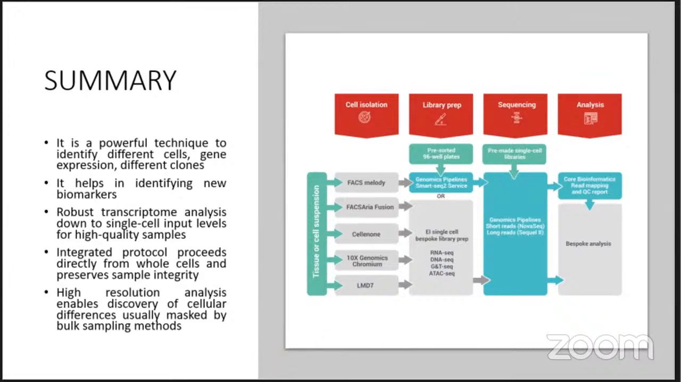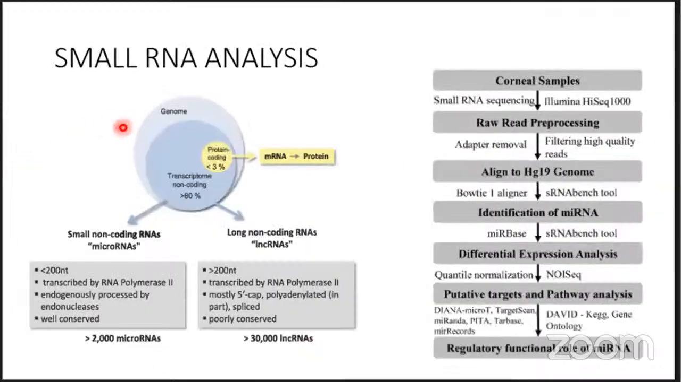So let us move to the small RNA analysis. As we know, cells contain different kinds of genomic information: the genome and the transcriptome. The transcriptome is also of two types: the part that codes directly for proteins, which is the mRNA, and the non-coding part, which is more than 80%. Under non-coding, we have the small non-coding RNAs, which are the microRNAs, and the long non-coding RNAs, the lncRNAs. Small non-coding RNAs are less than 200 nucleotides, and the long ones are more than 200 nucleotides.